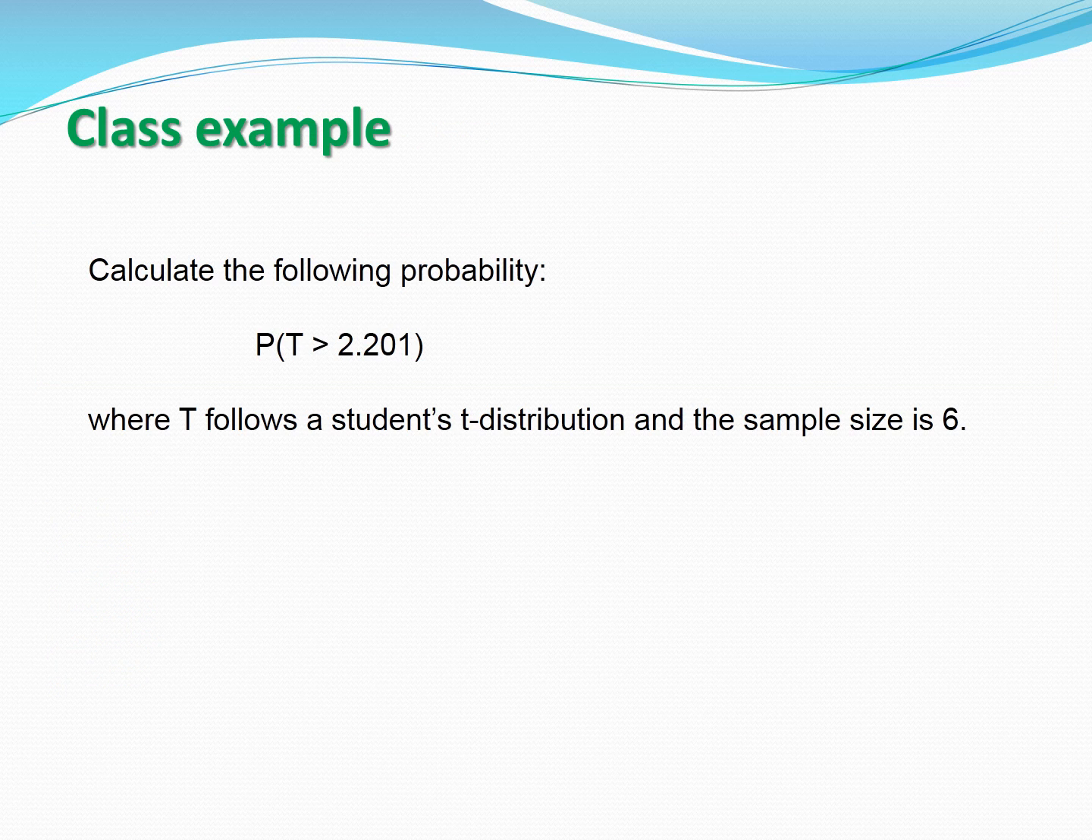You can try this class example then, please, where I ask you to calculate the probability that t will be greater than 2.201, and I tell you that t follows a student's t distribution with a sample size of 6. Now you need to be careful. Your sample size is 6, so that will make your degrees of freedom 5. So I will use a degrees of freedom of 5 in my t table and not 6. So in an exam or test question, just read carefully whether I give you the sample size or whether I give you the degrees of freedom directly, like in the previous example.